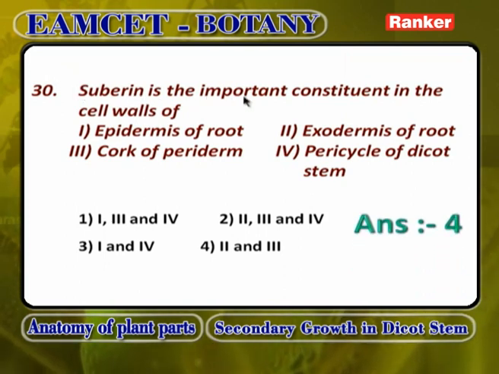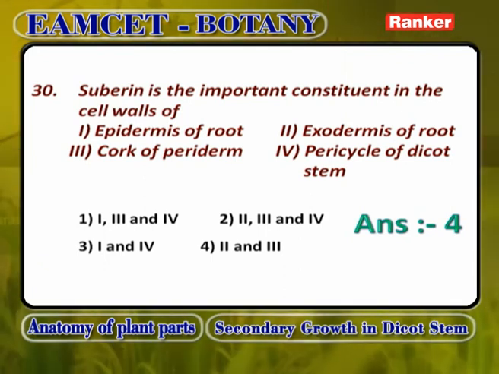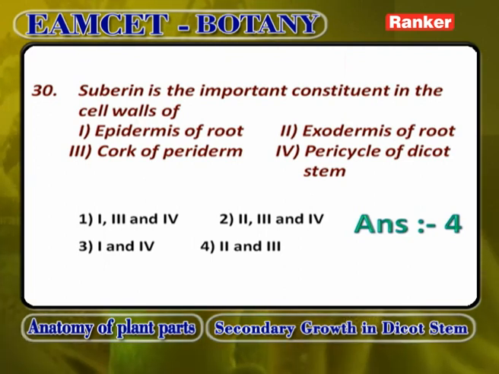Suberin is the important constituent in the cell wall of. Suberin is a waxy substance. It is absent in epidermis of root. It is found in exodermis of root. It is found in cork of periderm.